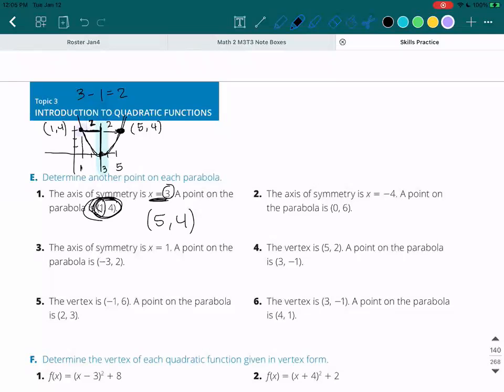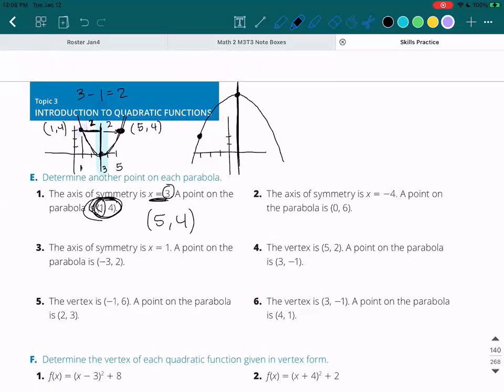So number 3 says the axis of symmetry is x equals 1. A point on the parabola is -3, 2. So I'm just going to draw another picture. Okay, axis of symmetry is 1, so here's 1. And a point on the parabola is -3, 2. So like somewhere over here. And I'm just going to draw my parabola. I know it's kind of big, but whatever. Okay, so just noticing that the parabola is going to have the vertex at the axis of symmetry.